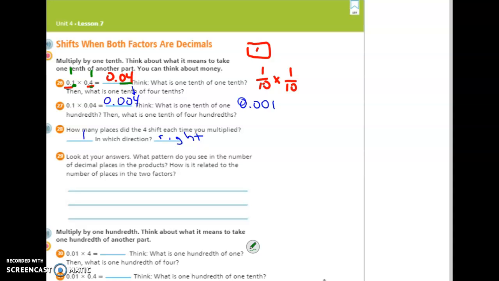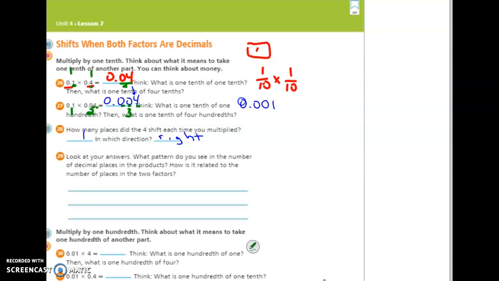Okay, look at this one. There's one decimal place in that 1/10th, and there are 2 decimal places in the 4/100ths. And how many in our answer? 3. Do you see the pattern? 1 plus 1 is 2. 1 plus 2 is 3. So how is it related?